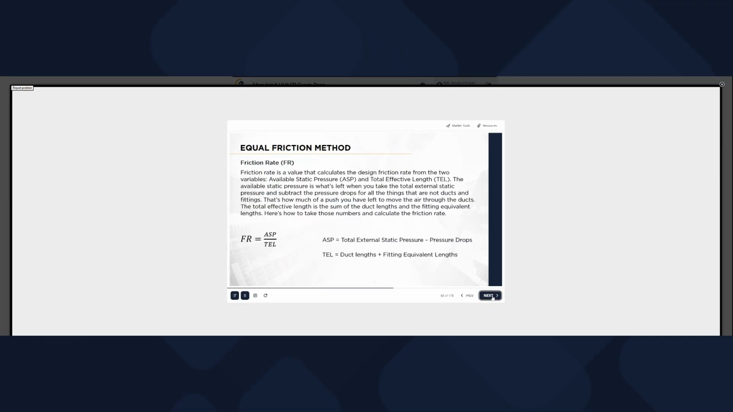The equal friction method. But first, what is friction rate? Friction rate is a value that calculates the design friction rate from the 2 variables, available static pressure, ASP, and total effective length, TEL. The available static pressure is what's left when you take the total external static pressure and subtract the pressure drops for all the things that are not ducts and fittings. That's how much of a push you have left to move the air through the ducts. The total effective length is the sum of the duct lengths and the fitting equivalent lengths. Here's how to take those numbers and calculate the friction rate.